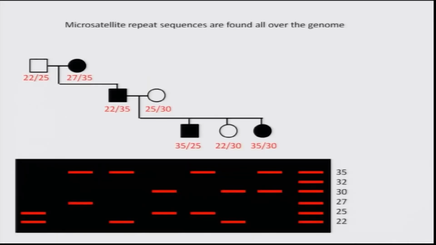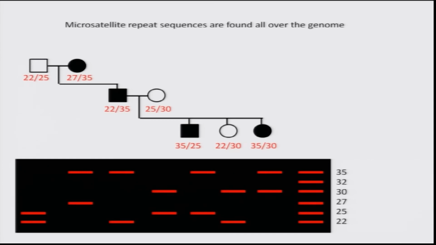So, here is a pedigree which shows an autosomal dominant disorder. You can see that individuals in every generation are affected, and what we have done is look at a marker by PCR, and what is shown here is how it migrated in a gel. Each of the numbers shown either below an individual or in the gel represents a particular allele. 25 is an allele, 22 is an allele, and so on and so forth.